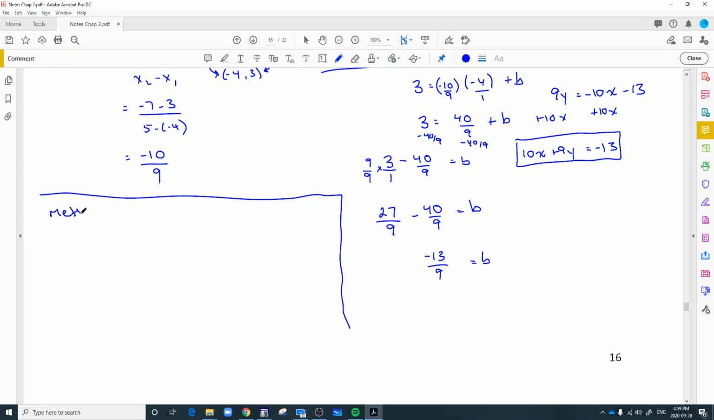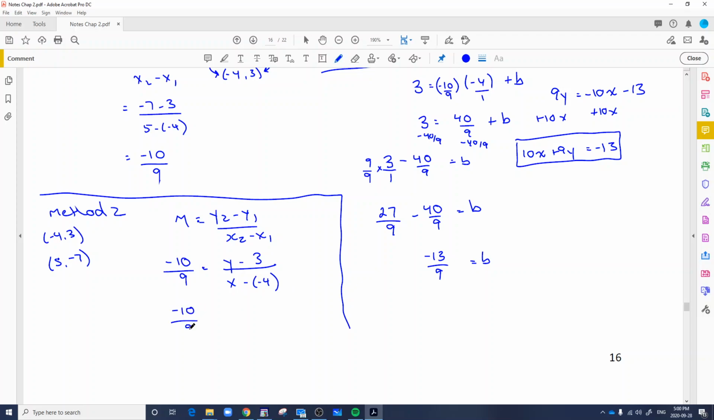Method 2, use the slope formula. So slope equals y2 minus y1 over x2 minus x1. Your slope is -10 over 9. Y minus, x minus. You can use either point. So we had the point -4, 3, and the other point was 5, -7. You choose. It does not matter. They're both points on the line. I'm going to choose the -4, 3 this time. So I'm going to put in y minus 3, x minus -4, and then I'm going to simplify. -10 over 9 equals y minus 3 over x plus 4.